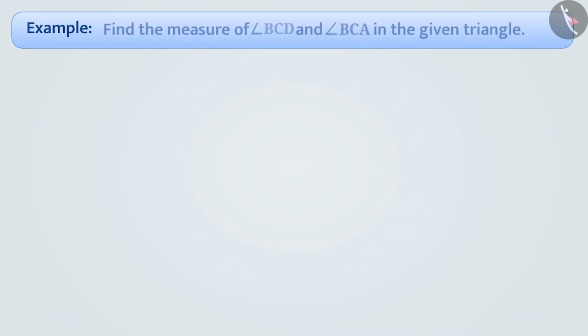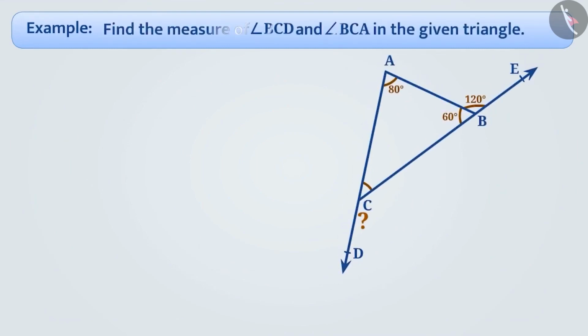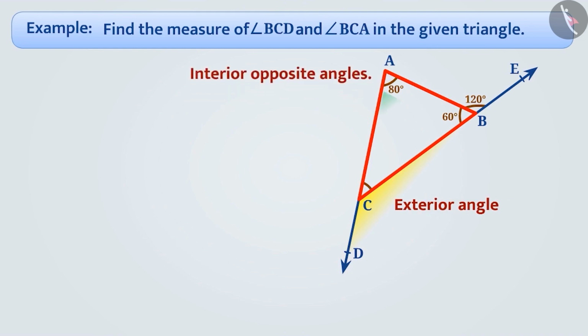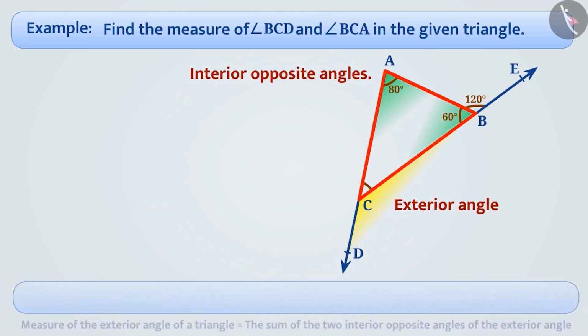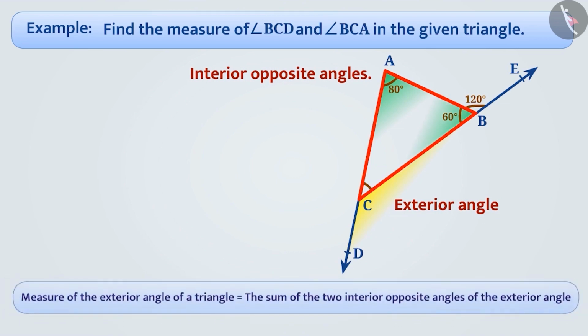Next example. Find the measure of angle BCD and angle BCA in the given triangle. Here, angle BCD is the exterior angle of triangle ABC, and angle CAB and angle ABC are the two interior opposite angles of angle BCD. As you know, the measure of the exterior angle of a triangle is equal to the sum of its interior opposite angles. Therefore, we can write angle BCD is equal to angle CAB plus angle ABC.